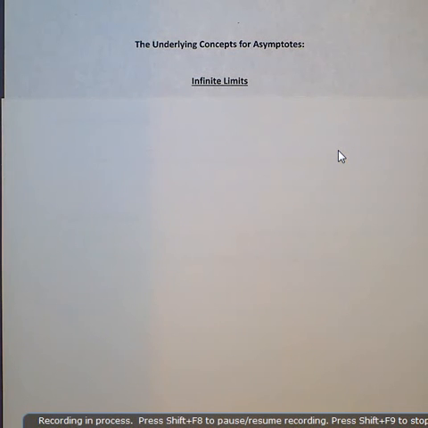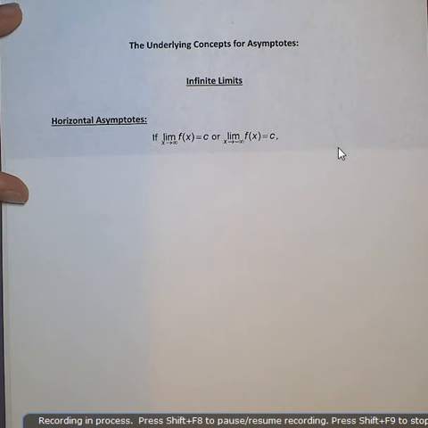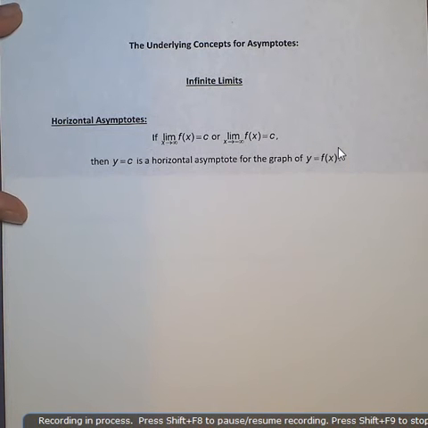Remember that a graph has a horizontal asymptote if its end behavior is such that the function approaches some horizontal line, either to the left, to the right, or both. So, to find horizontal asymptotes for y equals f of x, we look at the limit as x approaches positive infinity of f of x, or the limit as x approaches negative infinity of f of x. If either one of these has a constant answer c, then y equals c is a horizontal asymptote for the graph of y equals f of x.